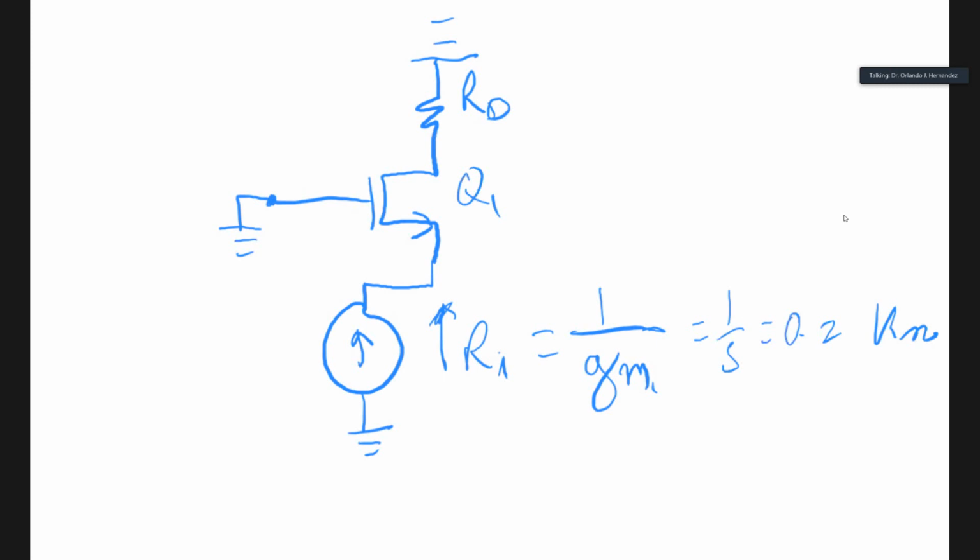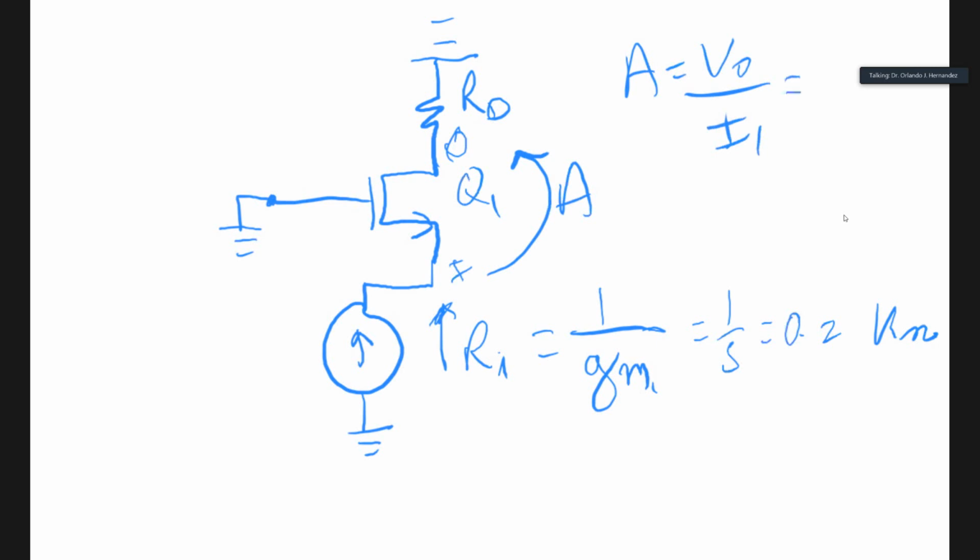You can also look at what is the A from input here to output. So this is input to output. What is the A? That gain is actually given by RD, which they gave to us. That's 10 kilo ohms.